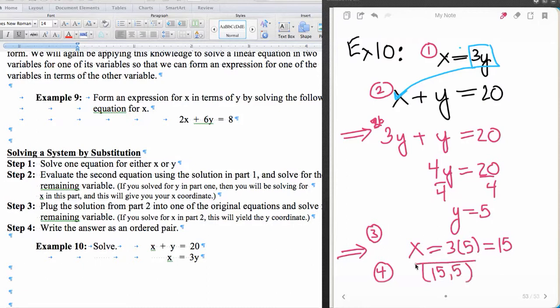And that's the solution. Now remember that the solution must satisfy both equations, so you can check, right? If x is equal to 15, does that equal 3 times 5? Absolutely. If x is 15 plus y, which is 5, does that equal 20? Absolutely. And so we see that that's a solution.